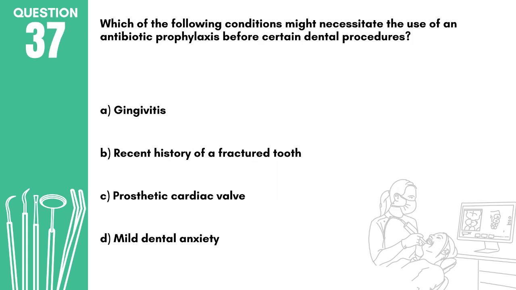Question 37. Which of the following conditions might necessitate the use of an antibiotic prophylaxis before certain dental procedures? A. Gingivitis. B. Recent history of a fractured tooth. C. Prosthetic cardiac valve. D. Mild dental anxiety.